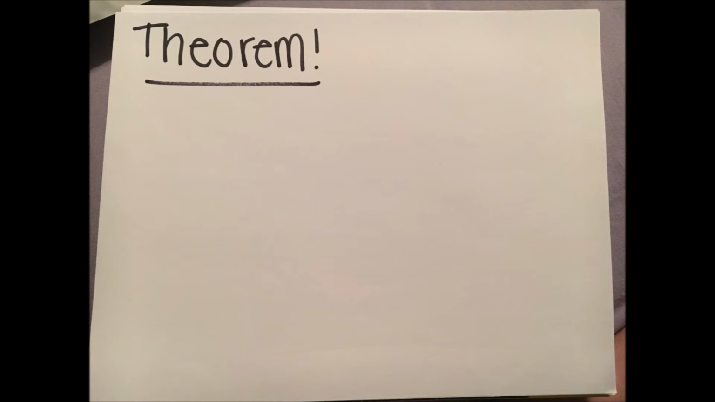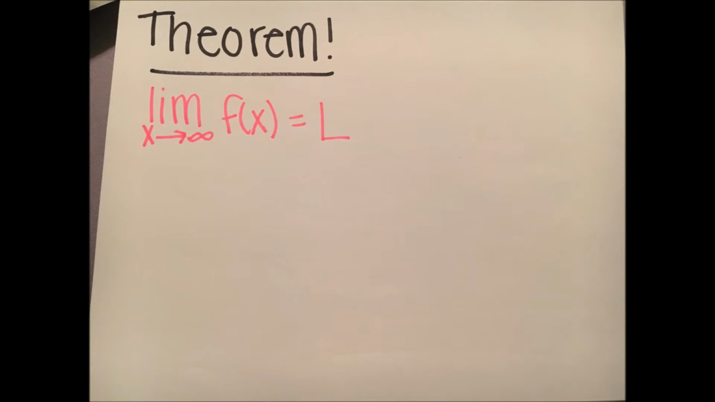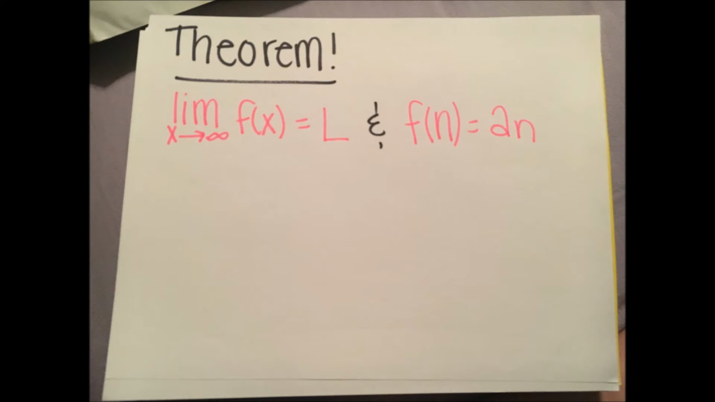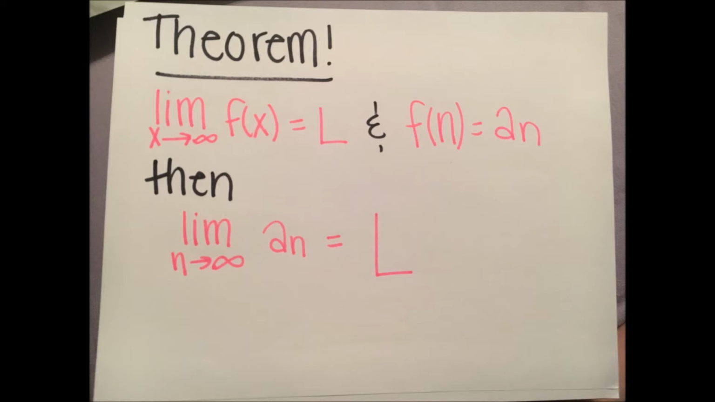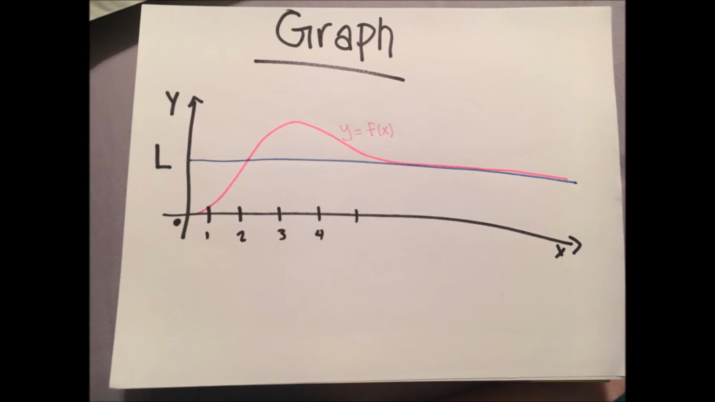Okay, let's quickly go into a theorem. If the limit as x approaches infinity of f of x equals some limit, and f of n equals a sub n at any integer, then the limit as n approaches infinity of a sub n will equal the limit of f of x. And here's a graph to prove this theorem so you can see it visually. Okay, let's do a couple examples.